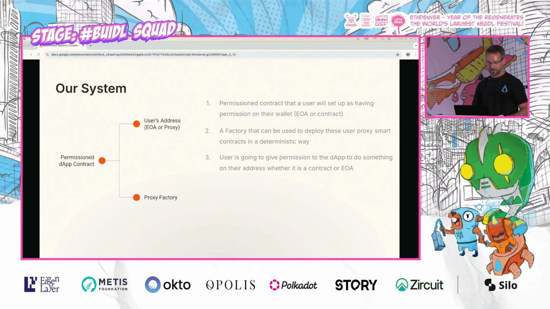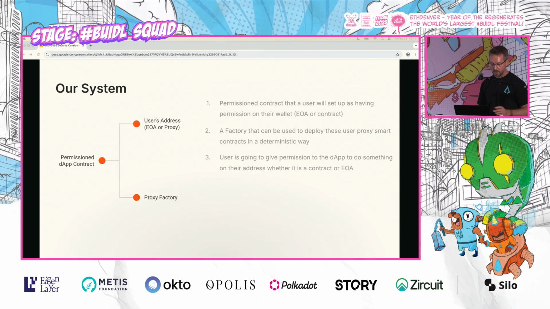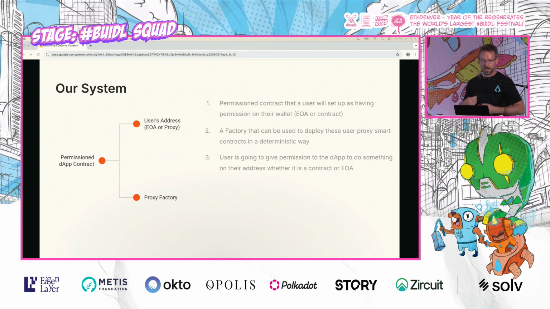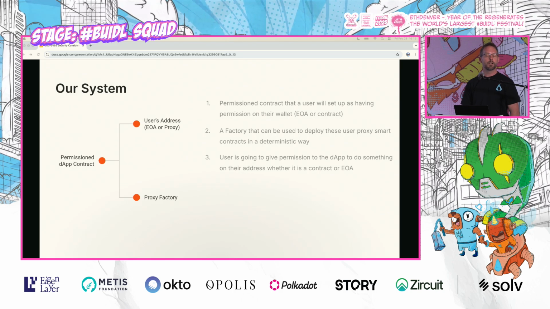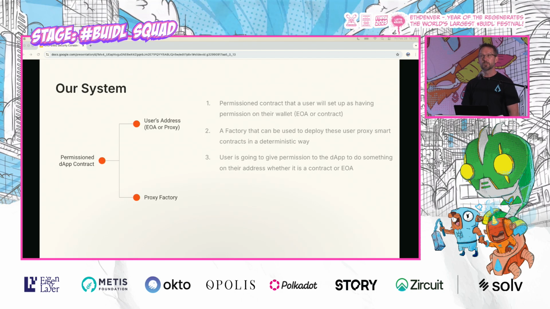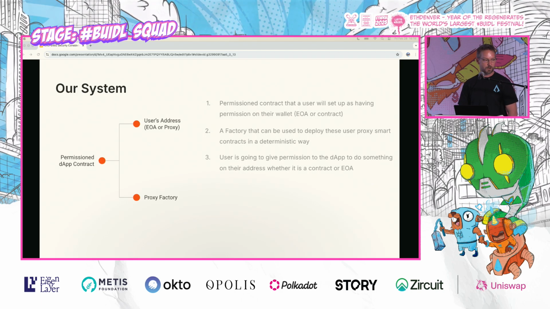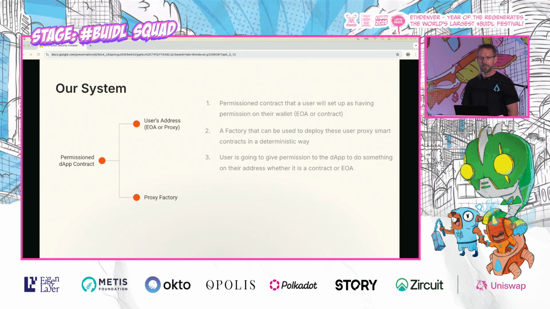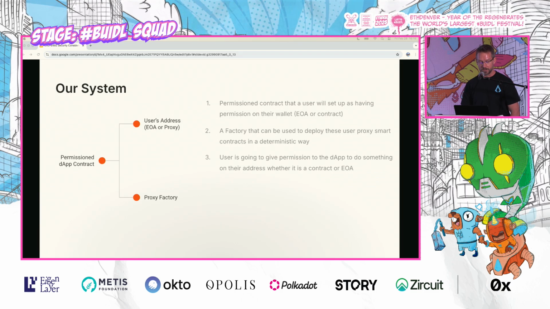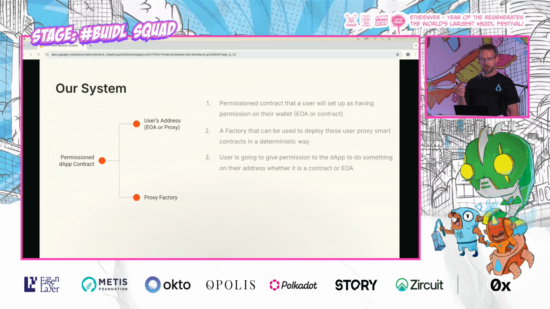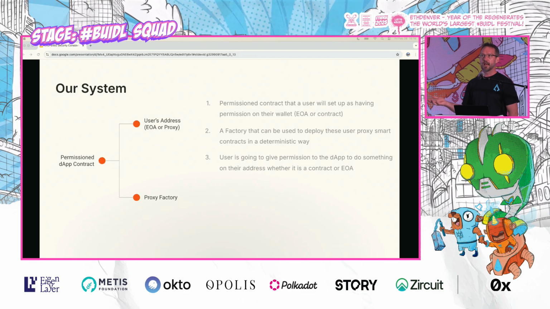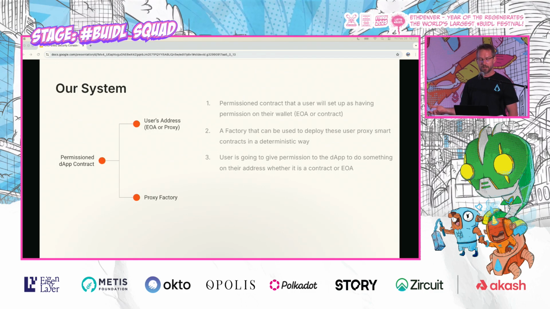See if I can make my speaker notes a little bit bigger for myself. There we go. Okay, so very simple system. We're going to have a permissioned DApp contract that's going to interact with a user's address, EOA, or smart contract proxy, and that proxy can be launched via a factory. When I say permissioned smart contract, the user's going to grant this DApp some sort of permission on their wallet to transfer funds or to do some admin work for them.